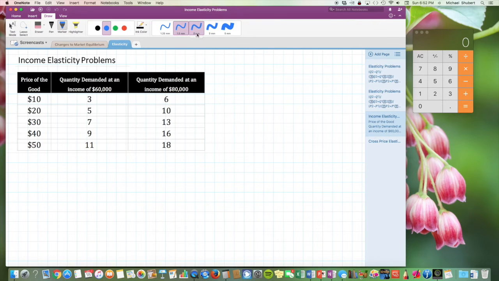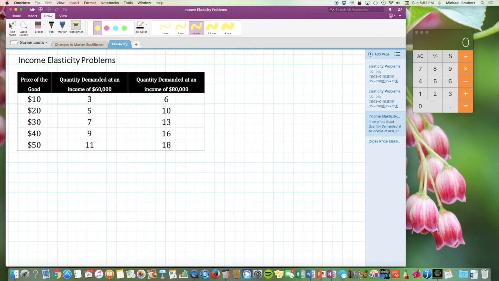Now, for the last part of this lecture, I want to do one income elasticity problem. A lot of times when you get income elasticity problems, you'd be given a chart like this. So you have a consumer's willingness to pay depending on the price of the good at different incomes. Here we have an income of $60,000 in the second column, and in the third column, we have an income of $80,000. With income elasticity problems, you're going to find the income elasticity for one price at a time.